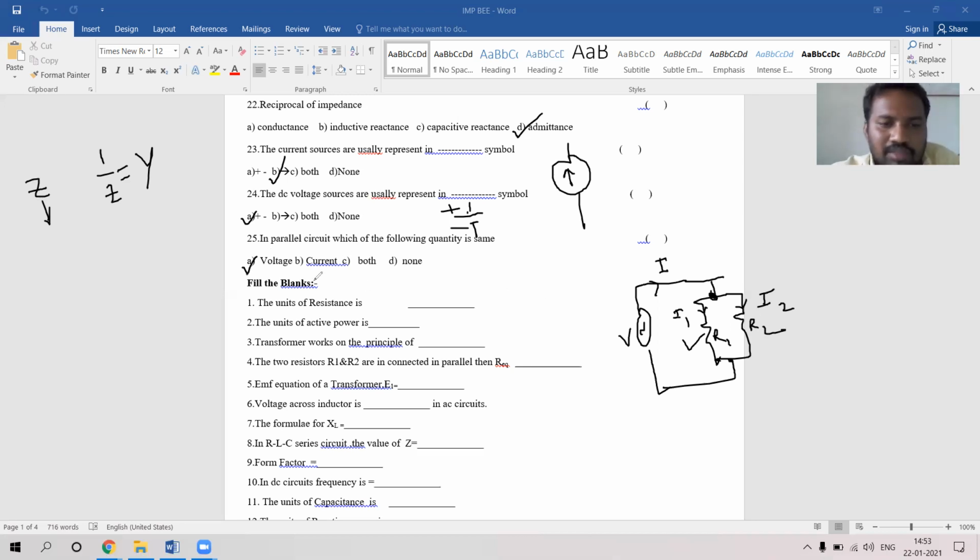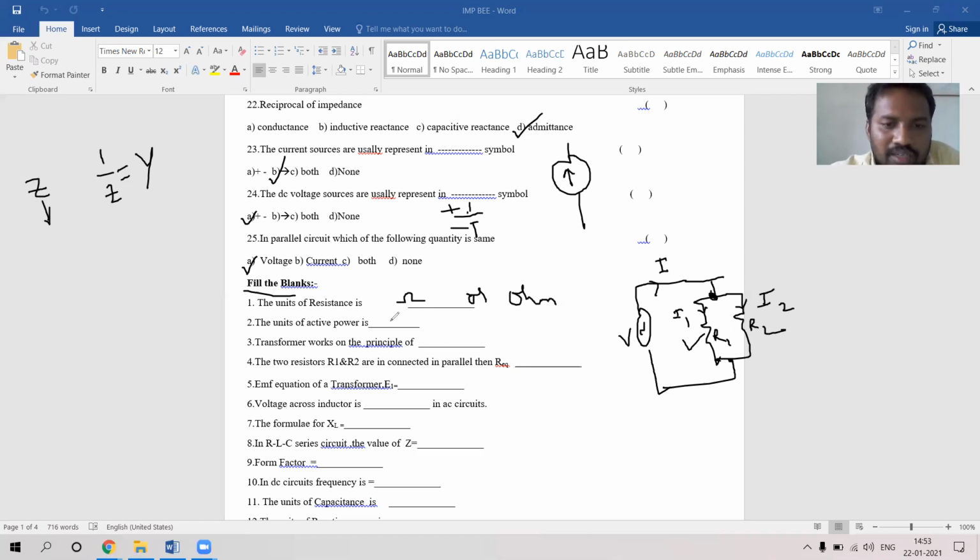Okay, now coming to the fill in the blanks. The first question is the unit of resistance. What is the unit of resistance? It is ohm, simply, or we can write it as Ω. The unit of resistance is ohm.